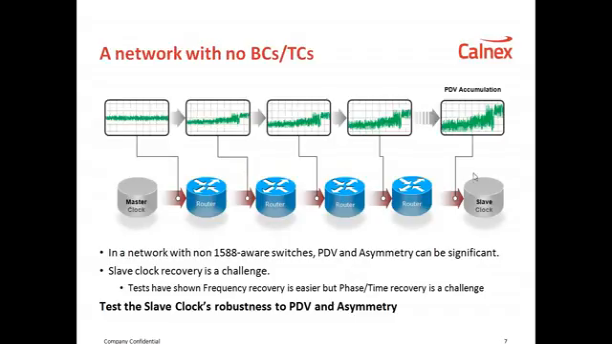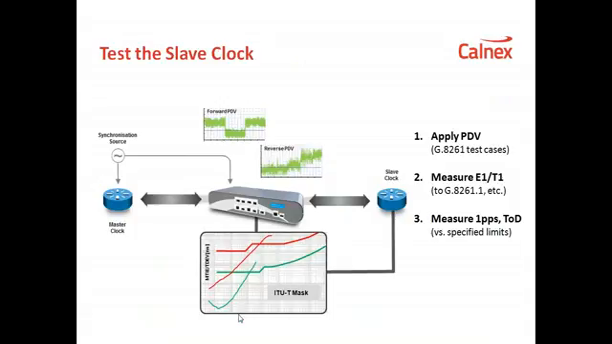So in a network, a slave clock tries to recover time from a master in the presence of packet delay variation, or PDV, caused by switches and routers in the network. This packet delay variation accumulates in the network, and slave clock recovery is therefore a challenge. Many tests have shown that slave clock recovery, particularly time and phase recovery, is a significant challenge in the presence of network PDV. So when you're testing a slave clock, you're really testing its robustness to packet delay variation and asymmetry. So how do you test the performance of a slave clock? In other words, testing its robustness to the PDV.